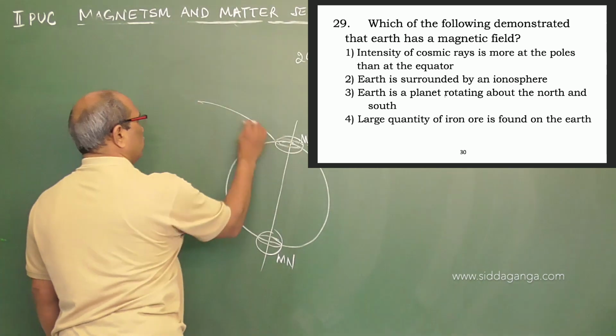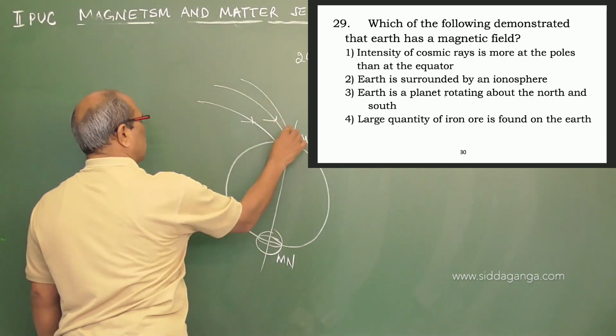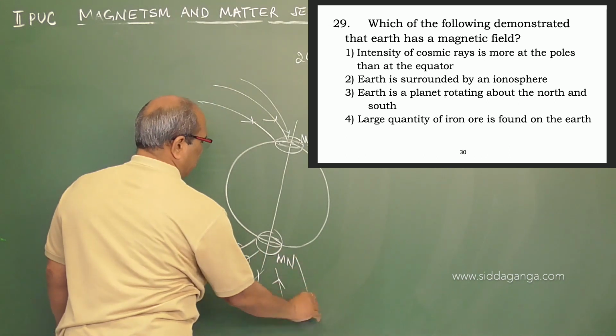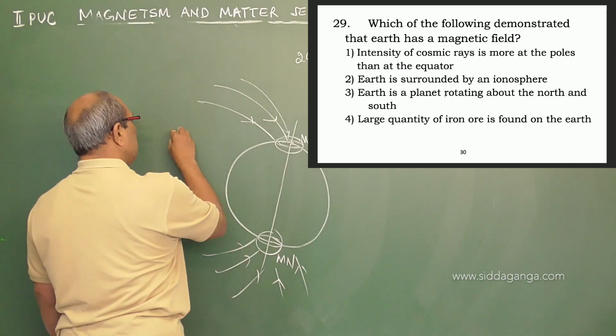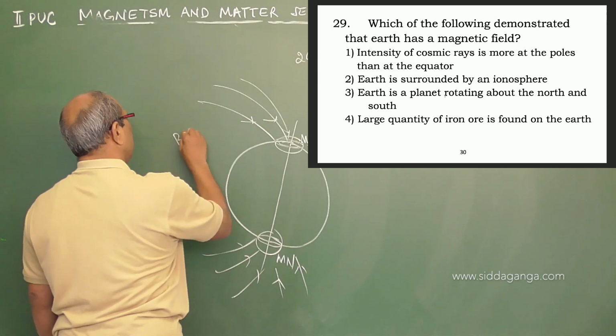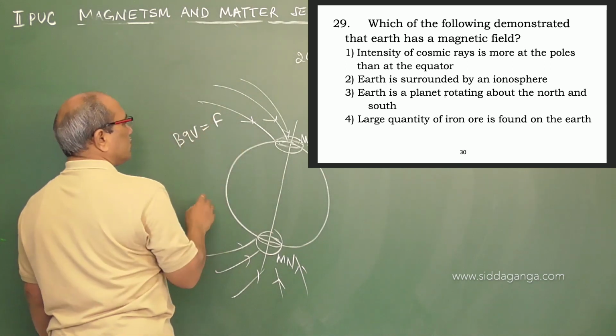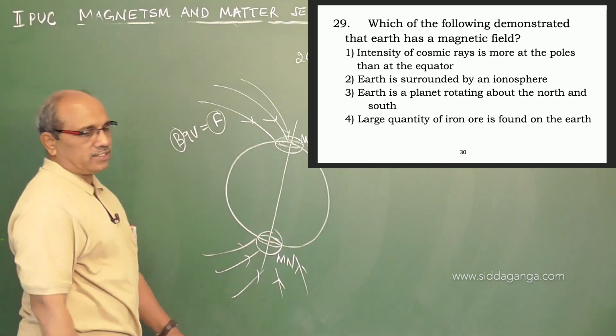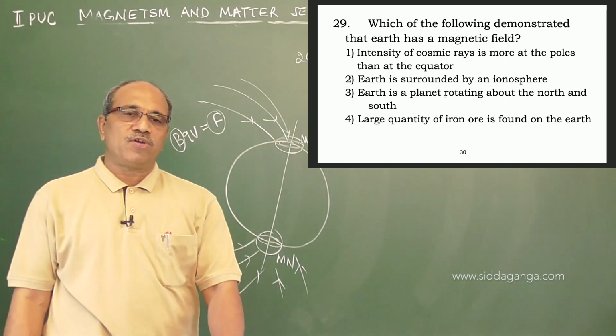They are deflected more towards the poles, that means the force acting on the charged particle under the magnetic field. If the field is stronger, BQV is the force. The higher the field, the larger the force will be and the higher the speed it gets. This confirms it at the polar region.